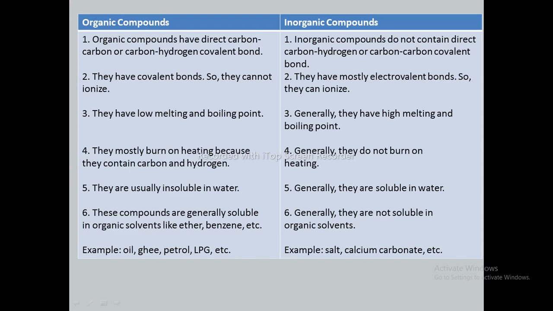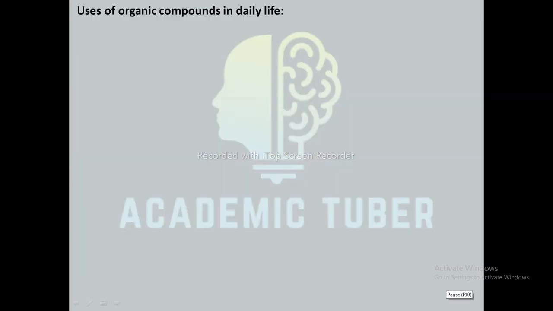Organic compounds are generally soluble in organic solvents like ether, benzene, etc., whereas inorganic compounds are not soluble in organic solvents. Examples of organic compounds are oil, ghee, petrol, LPG, etc., whereas examples of inorganic compounds are salt, calcium carbonate, etc. Now we are going to discuss some of the uses of organic compounds in our daily life.